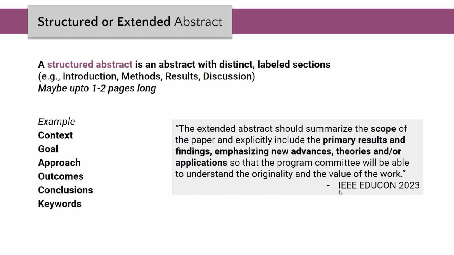Right, so IEEE EduCon is a flagship conference of the IEEE Education Society, and they say that the extended abstract should summarize the scope of the paper and explicitly mention what the primary results are, emphasizing what new advances are being made, or new theories or applications are being shown in this paper.